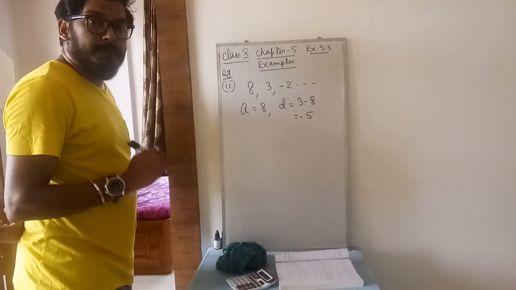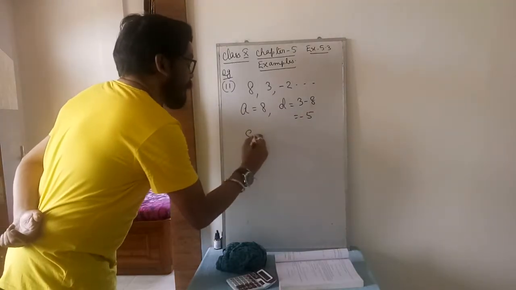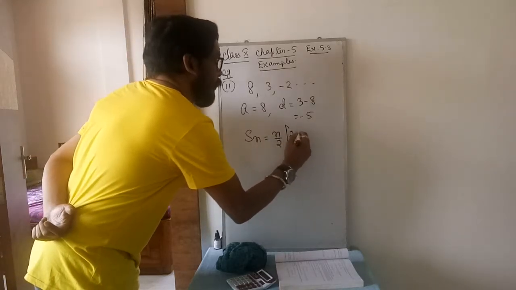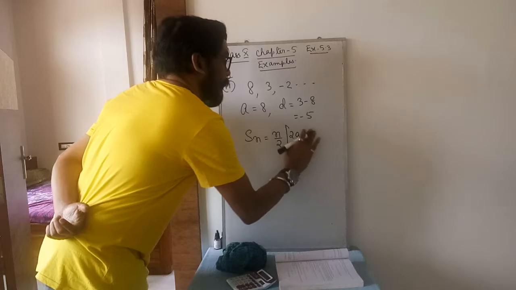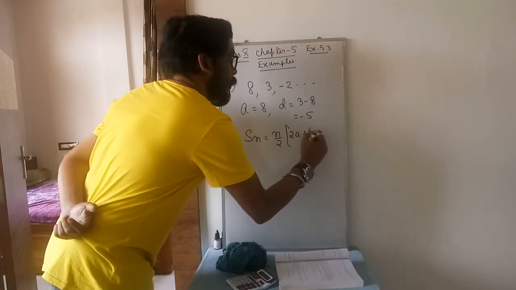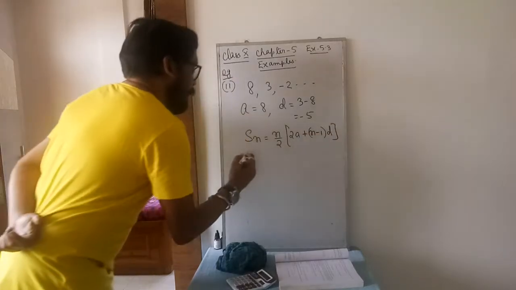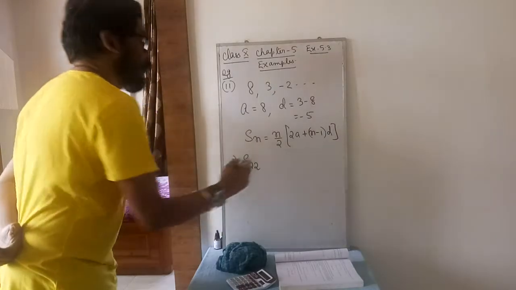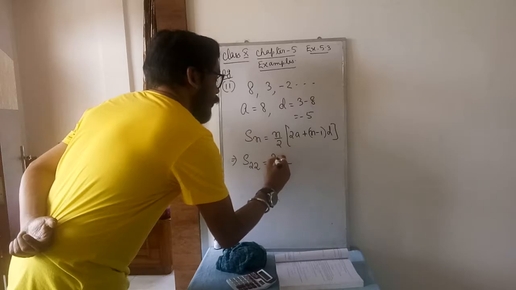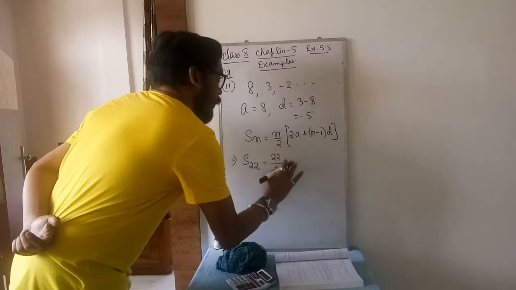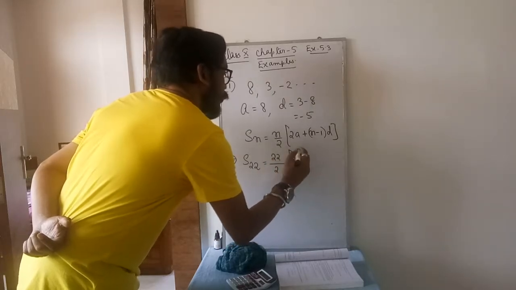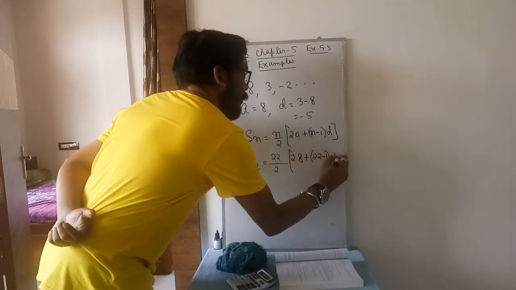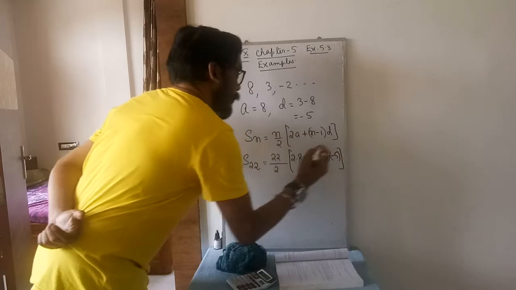To find the sum of the first 22 terms, let me write the general formula. Sn equals n by 2 times (2a plus (n minus 1) into d). I have to find the sum of the first 22 terms, so in place of n it will be 22. n by 2 is 22 by 2, then 2a, 22 minus 1, and d is minus 5. Minus 5 you can put in brackets.